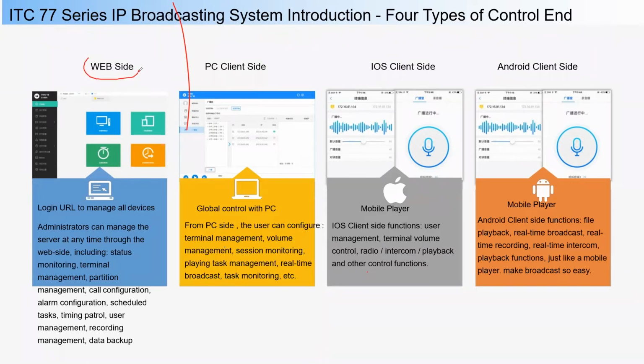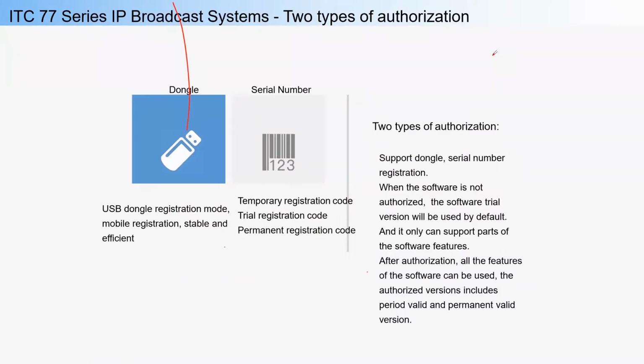First, we have website-based control, and second, we have the PC client side, which means you just need to install the software on the PC, and then you are able to control the broadcasting and playing music and so on. And also, we have the mobile phone application for iOS and Android. For the IP77 system, we have two types of authorization. Firstly, dongle, and secondly, with serial number, which is very safe to do with the registration.